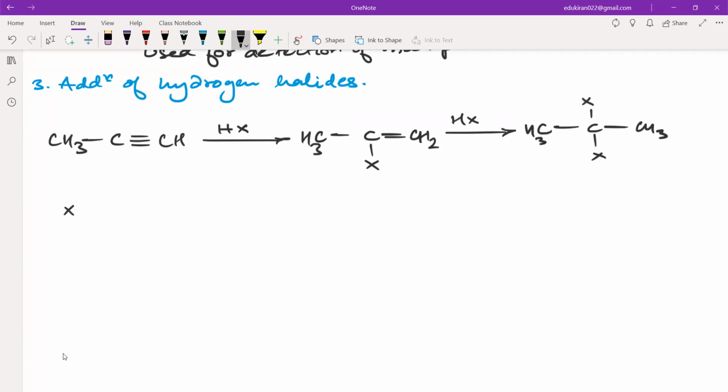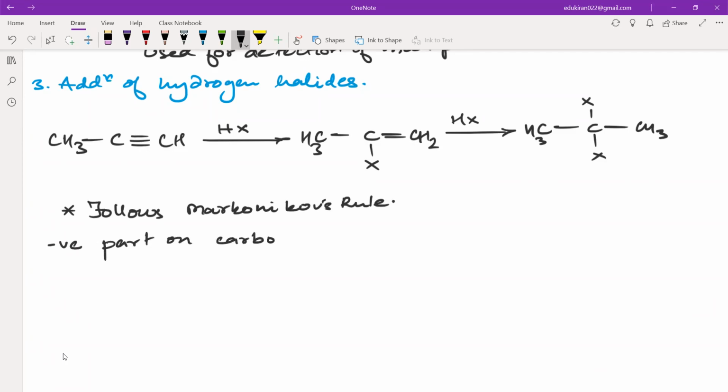Yes. It follows Markovnikov's rule. Negative part on carbon with less hydrogens. Carbon with less hydrogen.